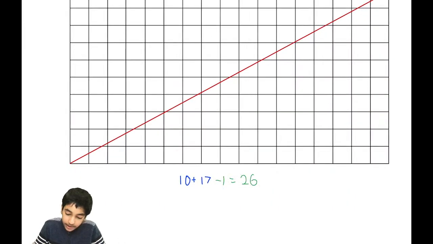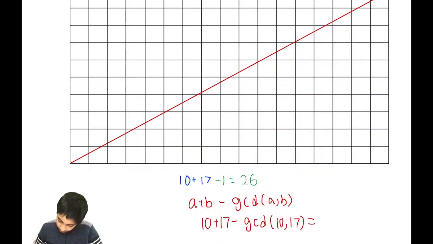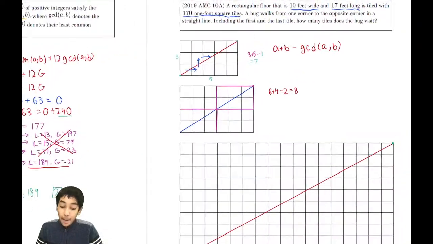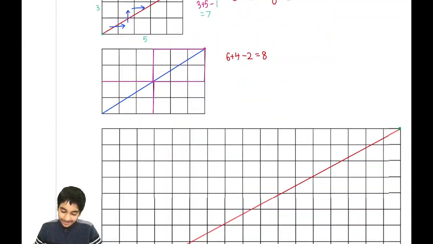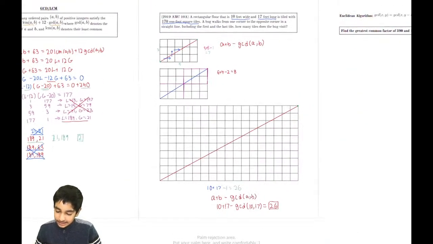So in general, the formula is, if you didn't totally understand this, just apply the formula: a plus b minus the GCD of a and b. So for this problem, we can just do 10 plus 17 minus GCD of 10 and 17, which is simply 1. So 26 is the answer for this problem. And that's how you solve this seemingly obscure problem. And yeah, drawing a line through it and counting it would be super error prone, and I can imagine that being a really easy way to screw up.